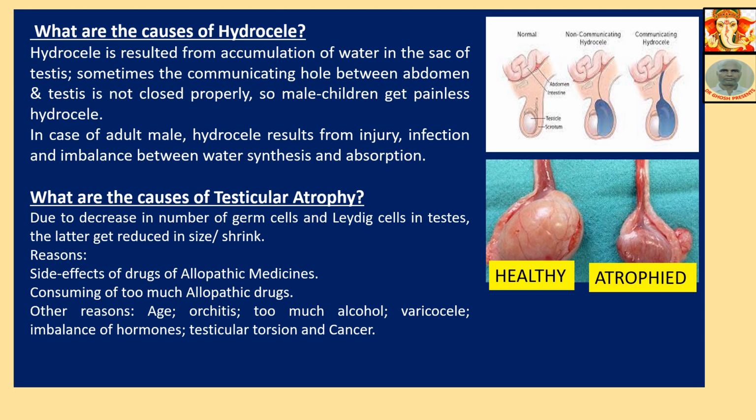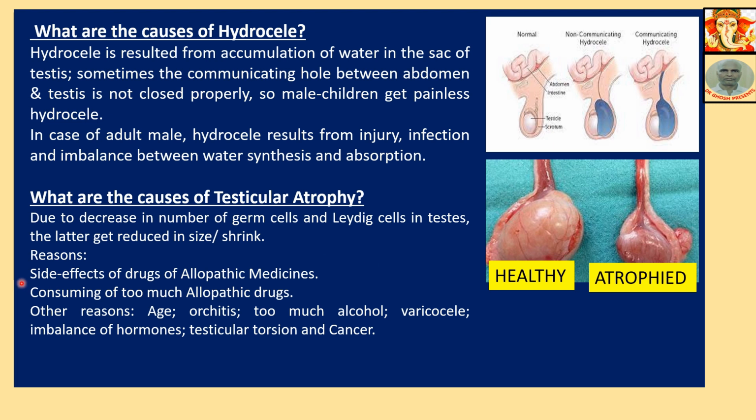What are the causes of testicular atrophy? Due to a decrease in the number of germ cells and Leydig cells in the testes, the testes get reduced in size or shrink. You see, the germ cells are the cells from which sperms are actually generated, and the Leydig cells, they decrease in number. The reason for this decrease is given later on.